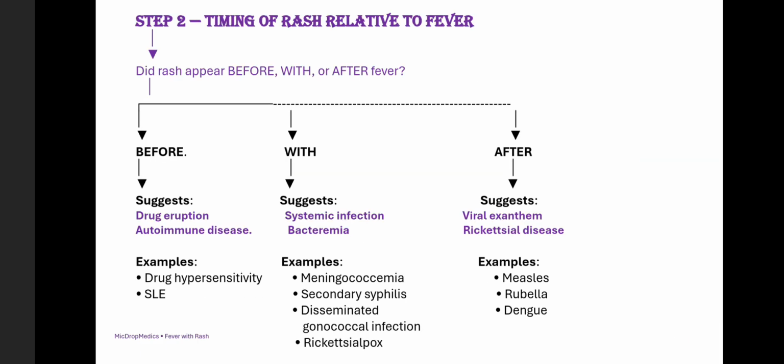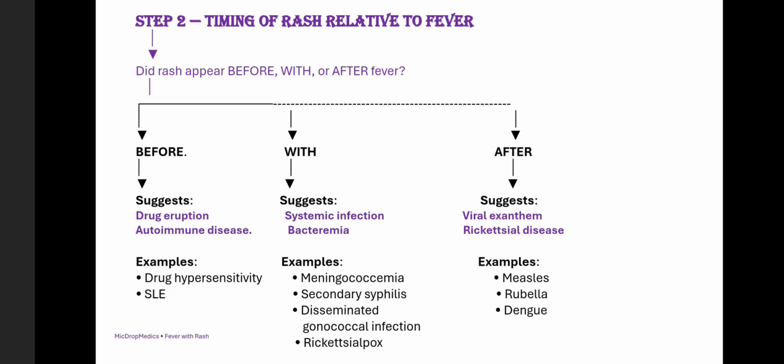Once you have confirmed that the patient is stable, it's time to play the historian. You need to pin the rash to a timeline. If the rash appeared before fever, think internal trigger. This usually isn't an infection. You're looking at drugs or lupus.